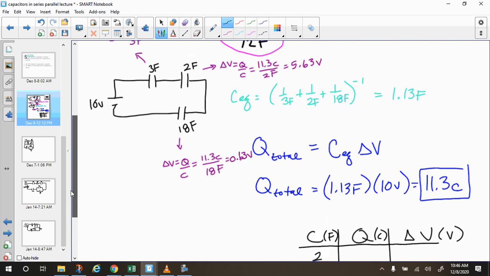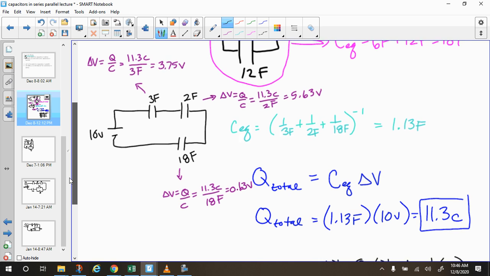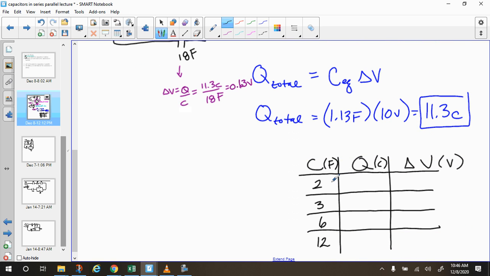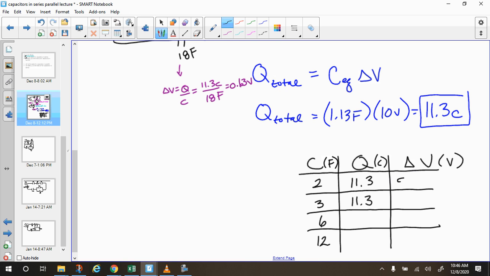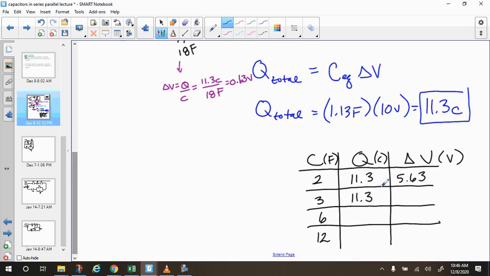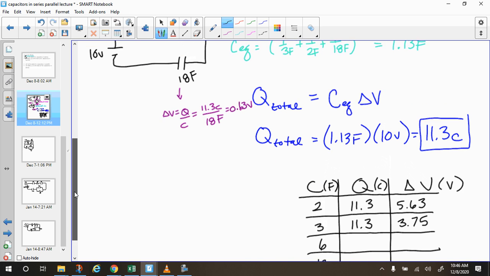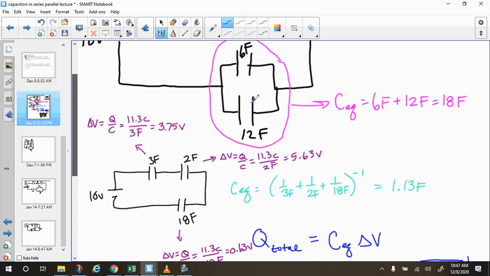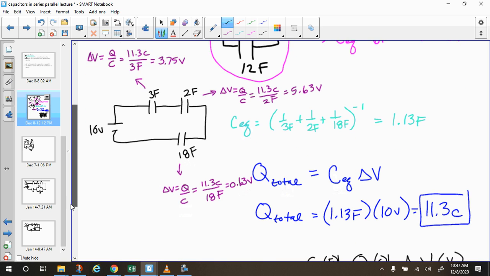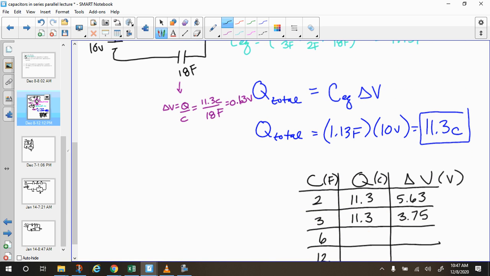So we have solved for the 3 and the 2, both have 11.3 coulombs. And then the 2's voltage is 5.63. And the 3 farad capacitor has a voltage of 3.75. And then we have to figure out the other two, although we do know their voltage because they're in parallel, right? So we're going to work backwards. They're in parallel, so they have the same voltage, which is 0.63.